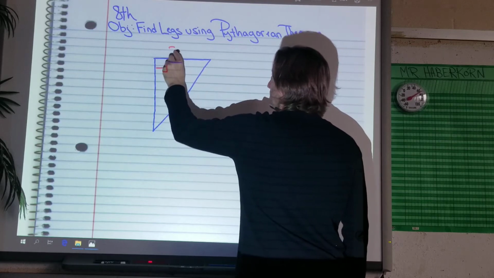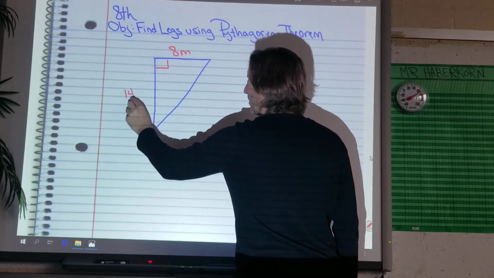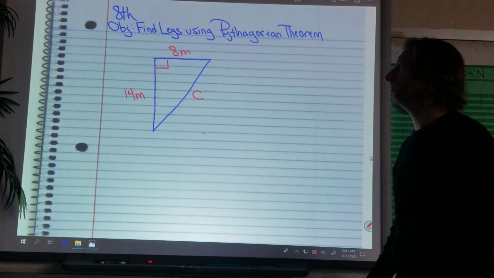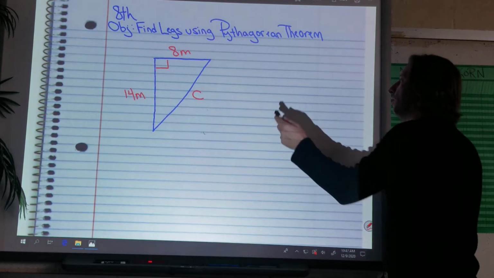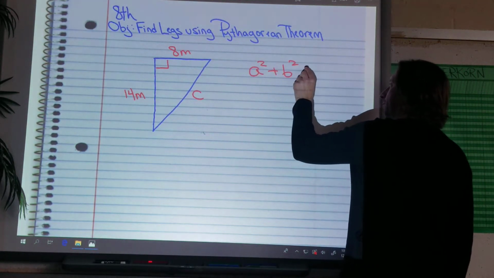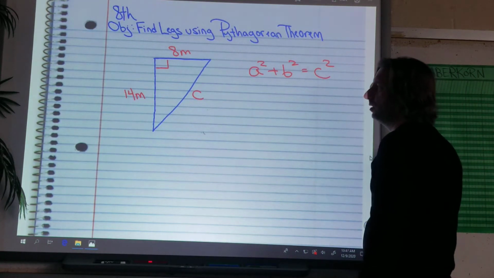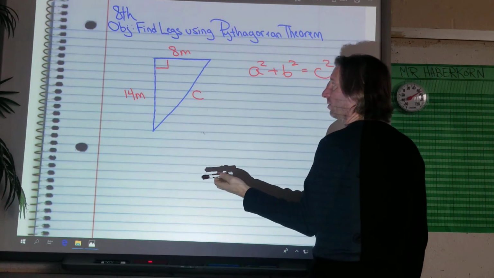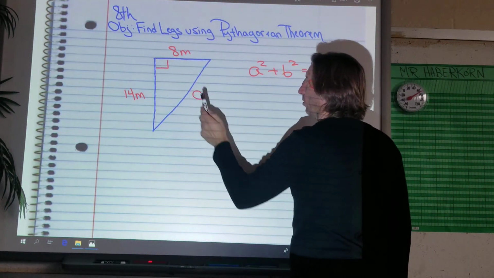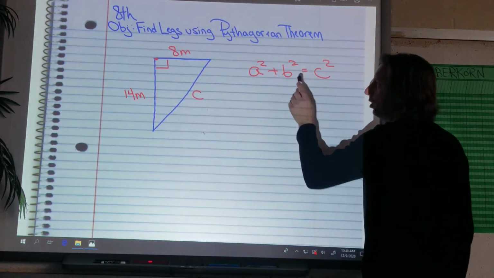So I'm going to say this is 8 meters, and this is 14 meters, and we don't know the hypotenuse. So we know that when I write out my formula, we know which ones are the legs, which ones are A and B. We know these are A and B because they're touching the right angle, right? Here's my right angle. So if it's touching the right angle, those have to go in A and B.